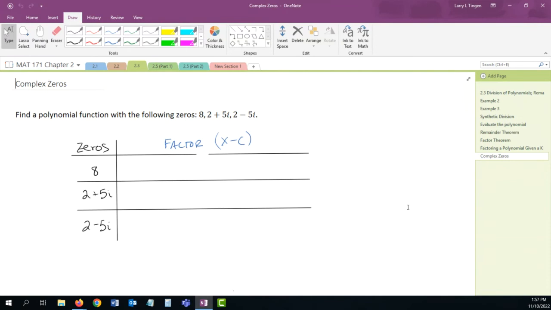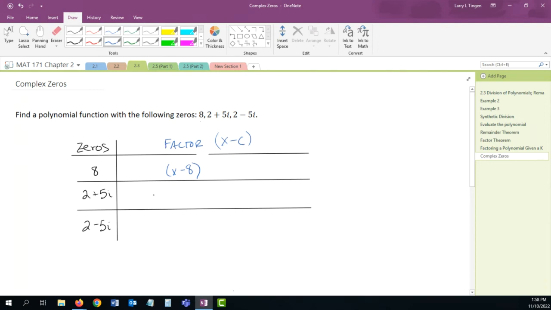All right. So I'm told that I have 3 zeros, 8, 2 plus 5i, and 2 minus 5i. So I put those zeros down. And now I want to really drive home this idea that if 8 is a 0, then x minus 8 is a factor, right? The factor is always x minus c. If you tell me a 0, I can tell you a factor of the polynomial.